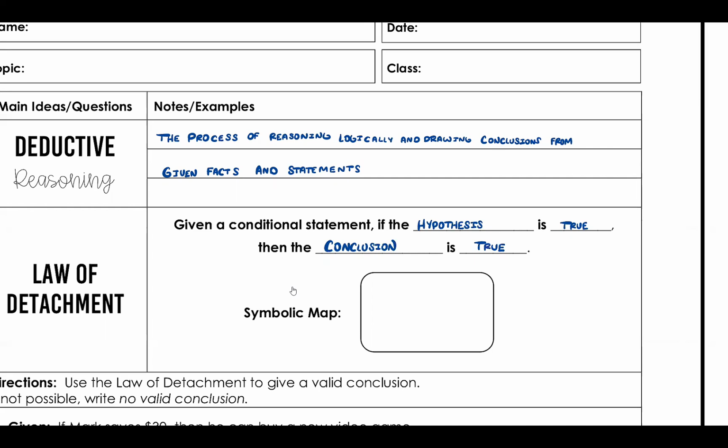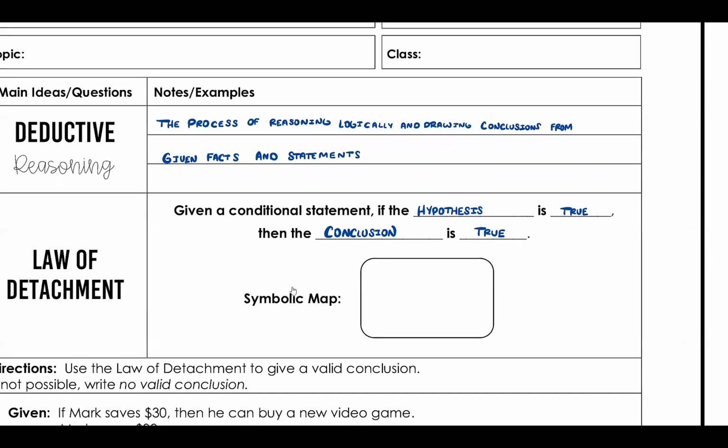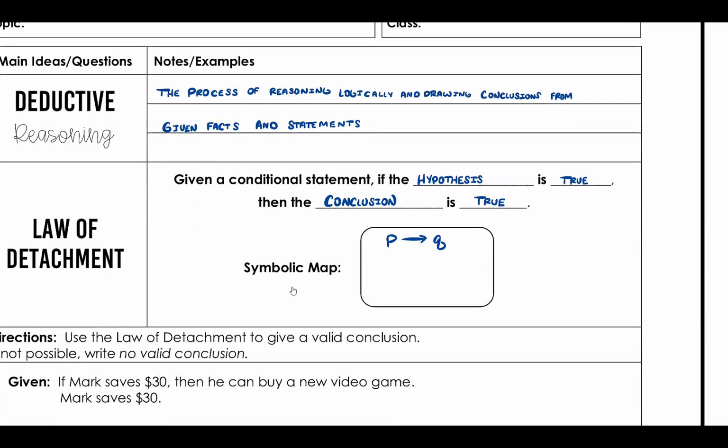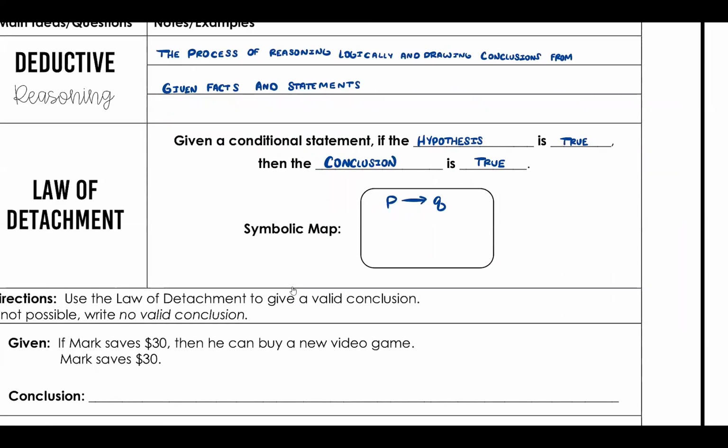Now the symbolic map. What letter does our hypothesis always get? P. Conclusion got the Q. Okay, so if P then Q, and I've got a new little symbol for you, P, therefore Q.